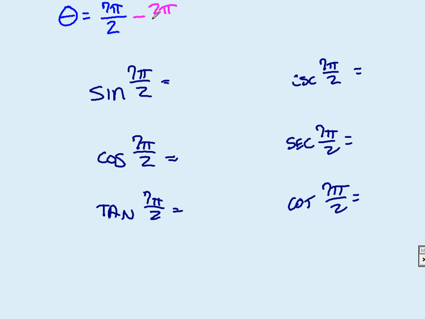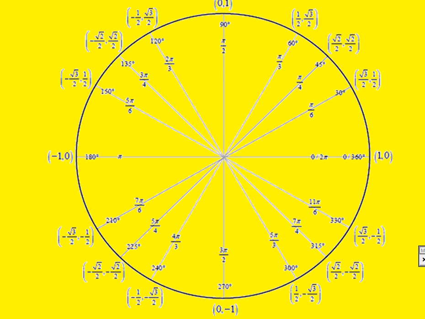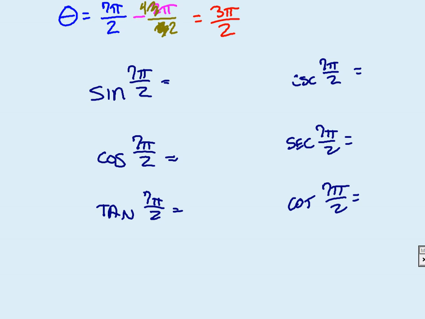I need to make it something over 2, not 4, I'm sorry, for my common denominator. That makes my numerator now 4. Now I can subtract, and now I can get 3 pi over 2. So let's look where that is on our circle. 3 pi over 2 is down here. We have an x value of 0, a y value of negative 1. So that means I can just read off negative 1 here, 0.